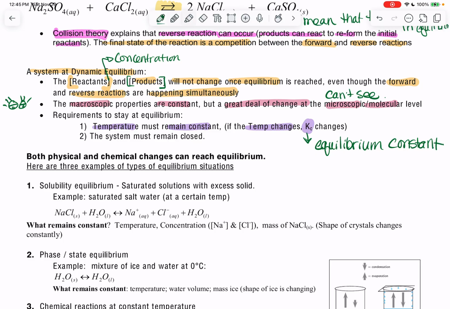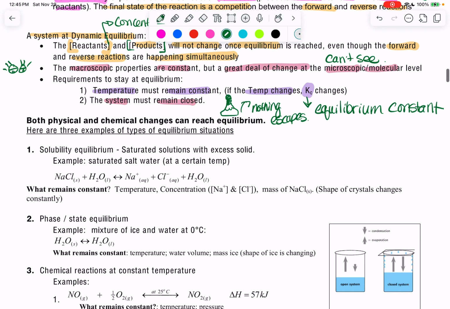Also, what I have to do is make sure that the system is closed. So here's my Erlenmeyer flask, I have to put that stopper in. I have to make sure that nothing escapes. So it's a closed system.